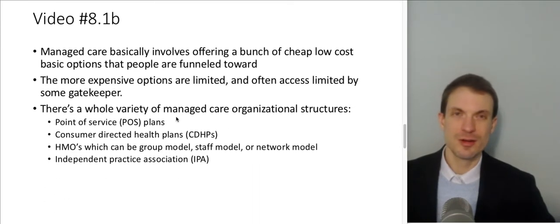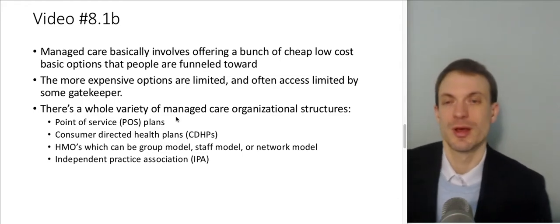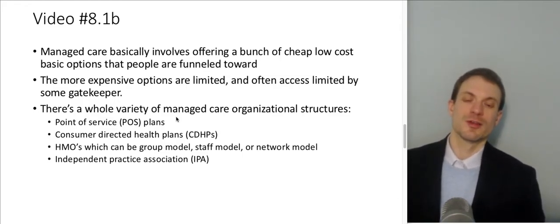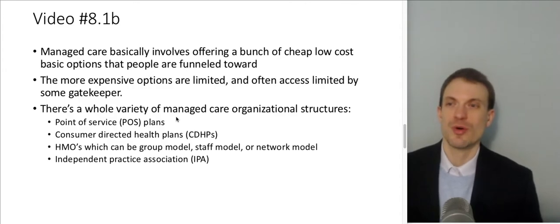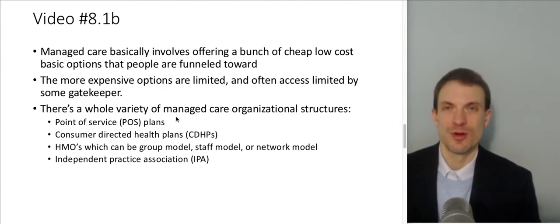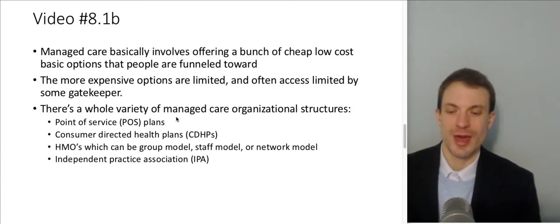So managed care is essentially offering a basic collection of cheap, lower cost options that hopefully will be satisfactory for the people who are then being funneled toward them. So the idea is, you have a whole collection of treatment options, a whole collection of options available. And the idea is, hopefully the lowest cost versions are going to be satisfactory for most conditions.